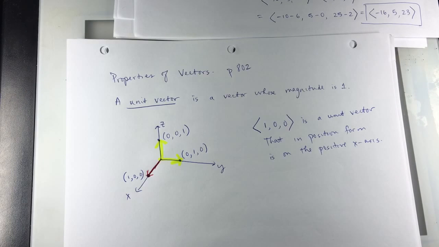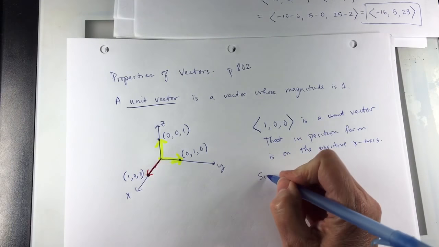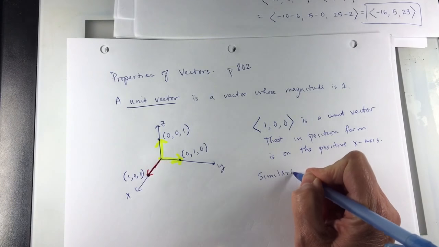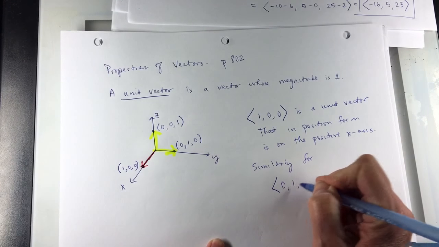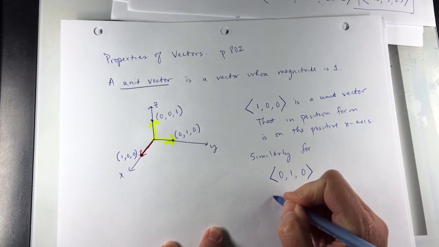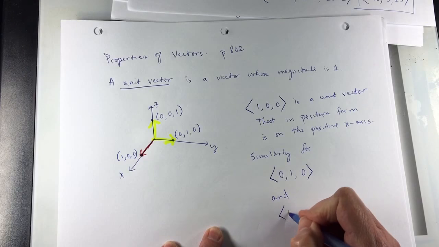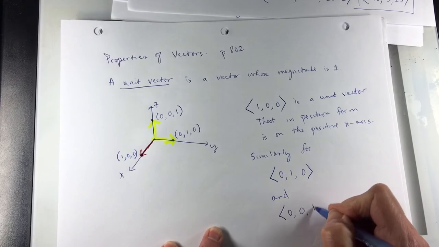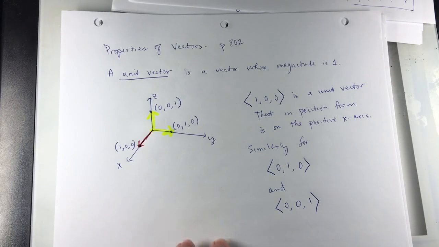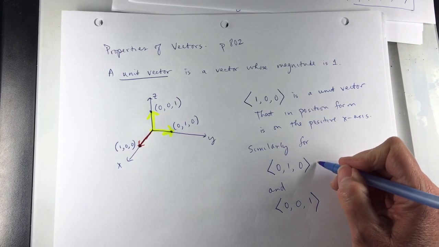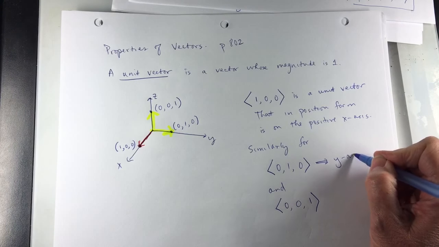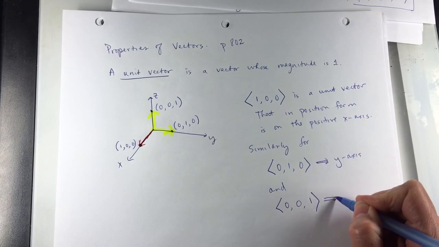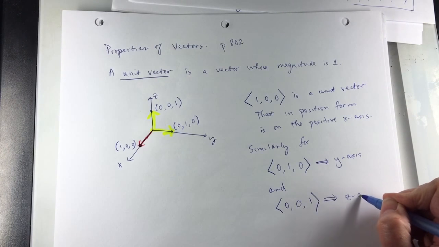And similarly for 0, 1, 0 and 0, 0, 1. But this one's on the y-axis, positive y, and length is 1 unit. This is on positive z.